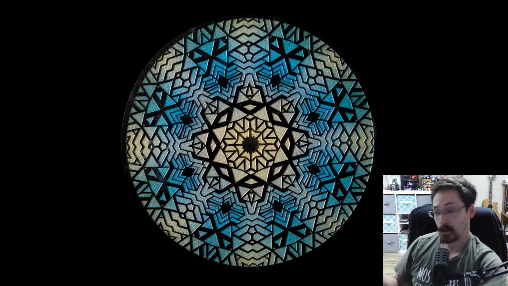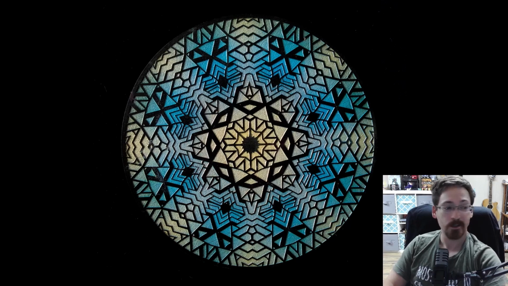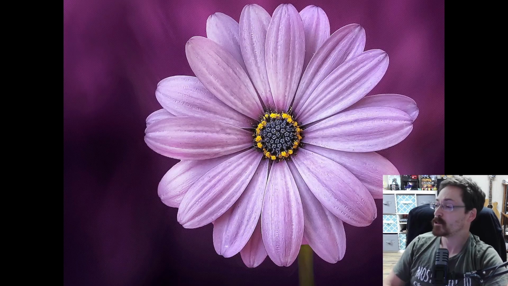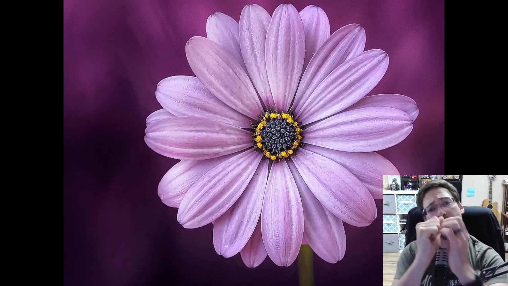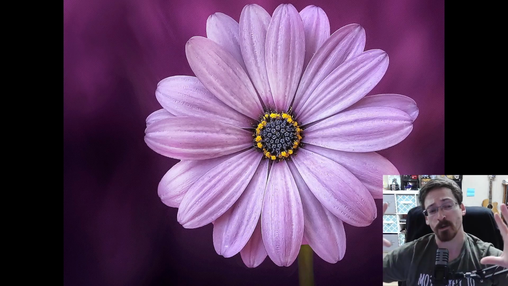For instance, a kaleidoscope. That would be an example of radial balance. Another example of radial balance that most people would be familiar with is a flower. It starts in the center point of the flower and the petals radiate outward from that.